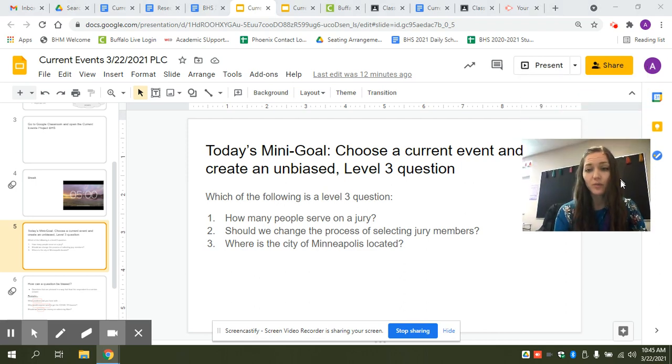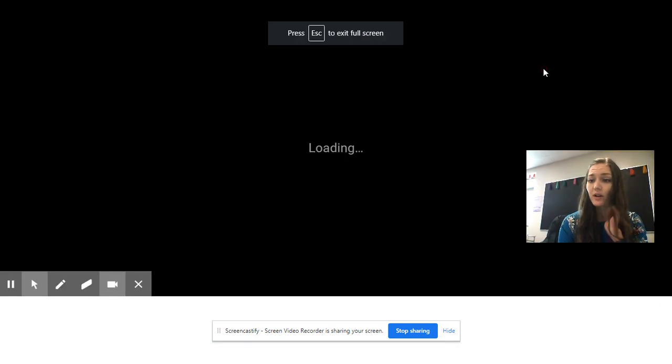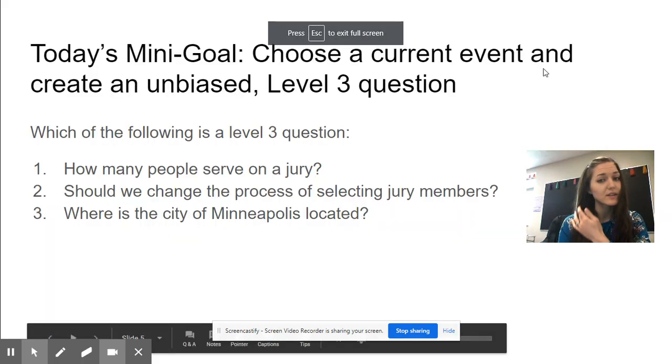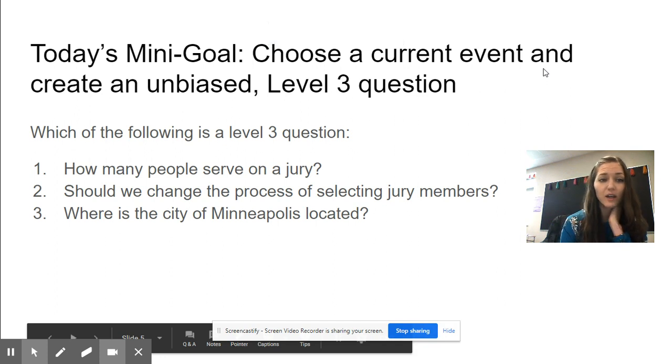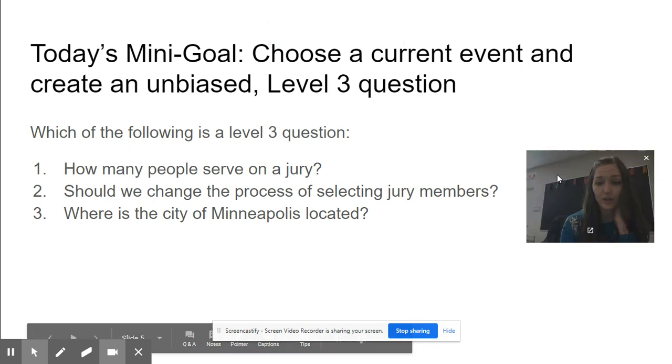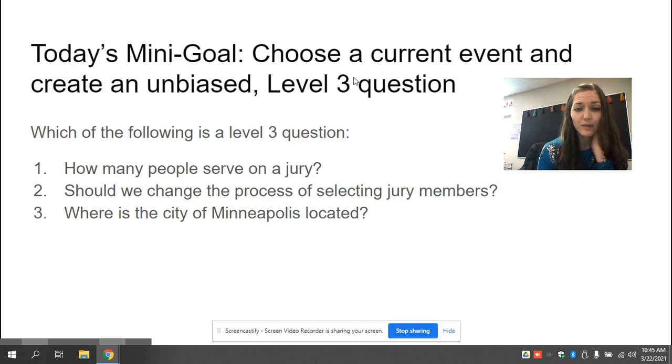So today's mini goal, remember, to make sure you're on track to being where you need to be to finish this project on time, is to choose a current event and create an unbiased level 3 question about it. We've already talked about level 3 questions quite a bit this year. Like, we've done that all term long. So this should be pretty easy, and we're just going to practice real quick.